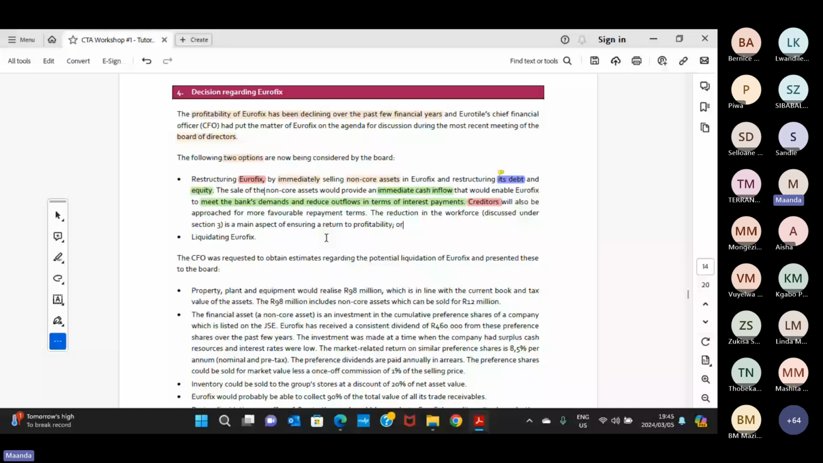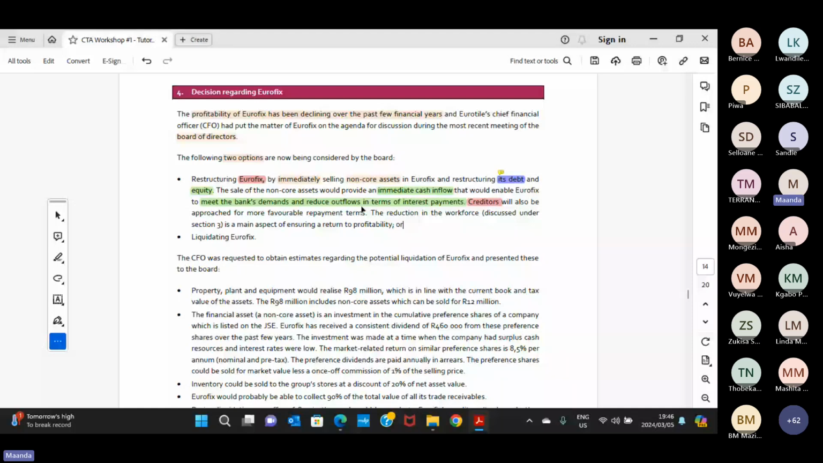So there's no savings to it, and it does not ensure the return to profitability. So when you think about these points, you need to have that big picture in mind. If you are saying you are restructuring and this is what you need to do, is it going to get to the end point that you want as the board, which is to say that we want to save this company and return to profitability? So you need to have that on your mind, right?